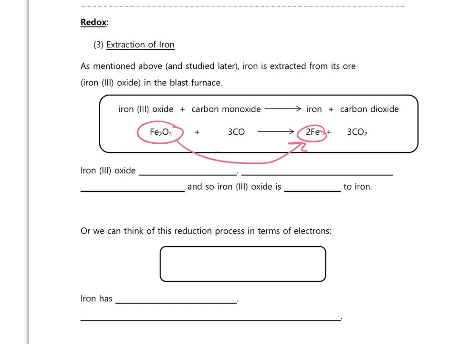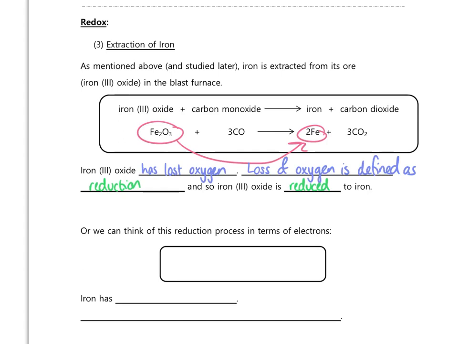So what has happened to the iron oxide? Well, we can see it has lost oxygen. How do we define the loss of oxygen? The loss of oxygen is reduction. And so we say that iron oxide has been reduced to iron. So it has undergone reduction. We describe that process as being reduced. So iron oxide has lost oxygen. Loss of oxygen is defined as reduction.